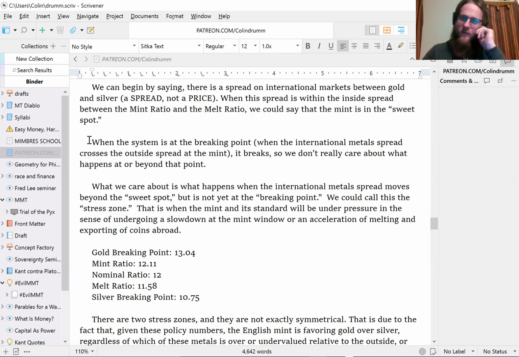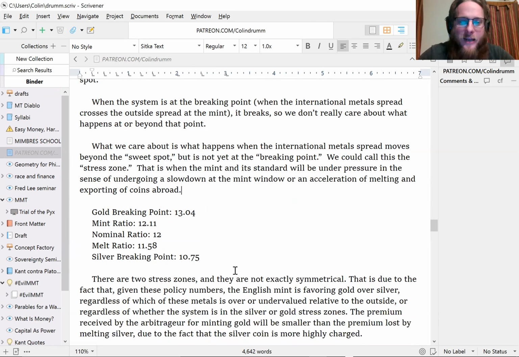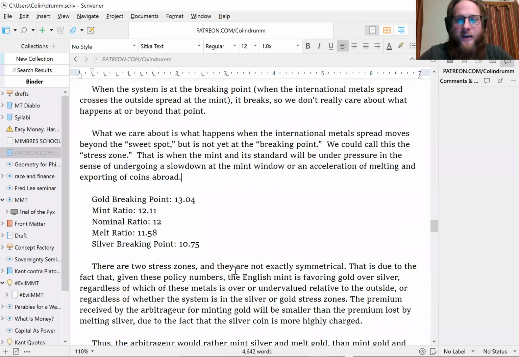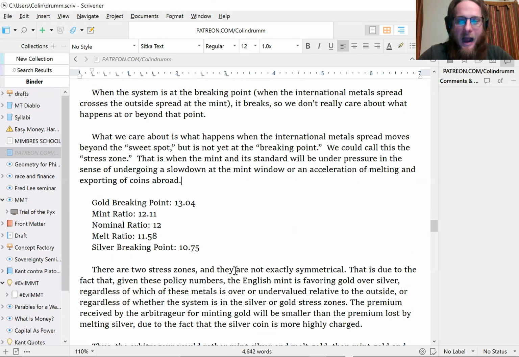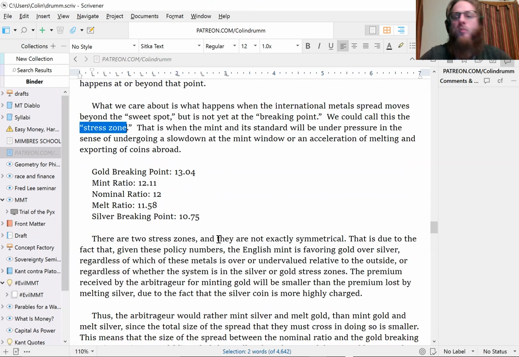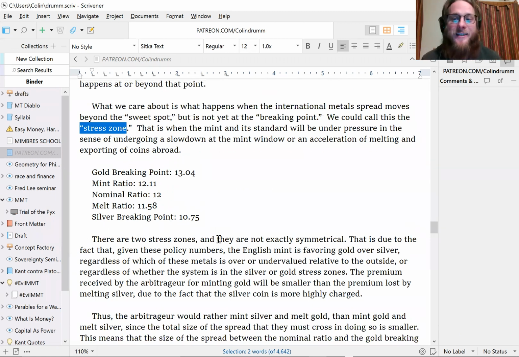when the system is at the breaking point, it breaks. So we don't really care about that. What we care about is what happens as it's moving towards the breaking point, as it approaches the breaking point out of the sweet spot. And I'm going to call that the stress zone. And that's when merchants are going to be tempted to replace what would otherwise be trafficking goods with trafficking money instead.